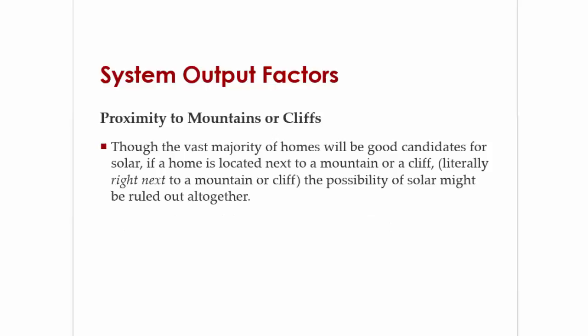Proximity to mountains or cliffs. Though the vast majority of homes will be good candidates for solar, if a home is located next to a mountain or cliff, literally right next to a mountain or cliff, the possibility of solar might be ruled out altogether.